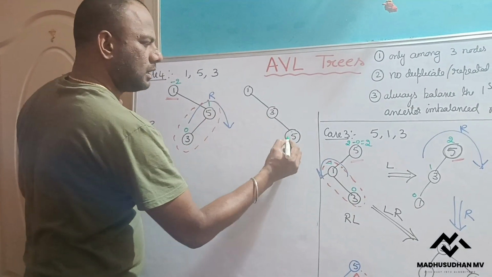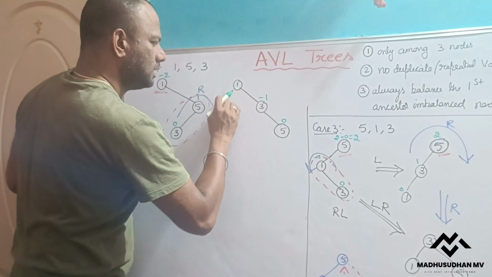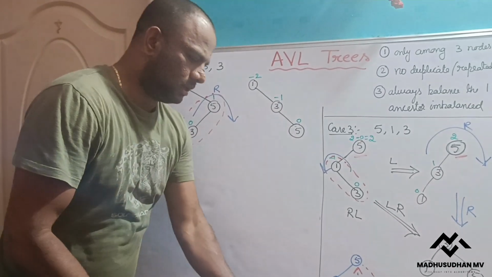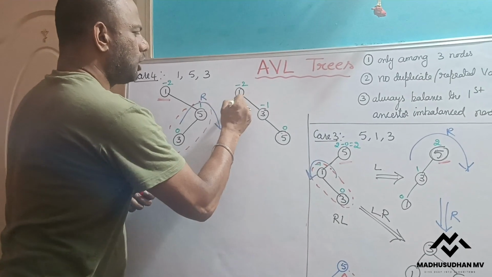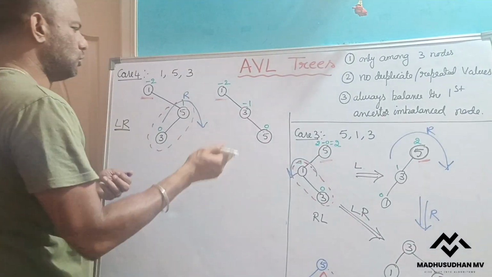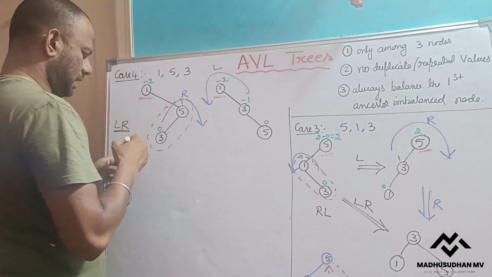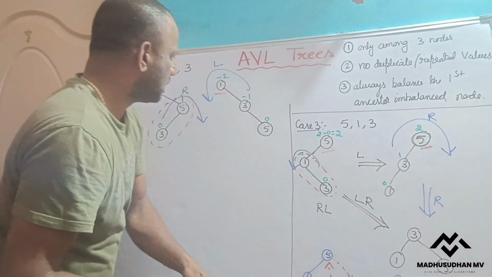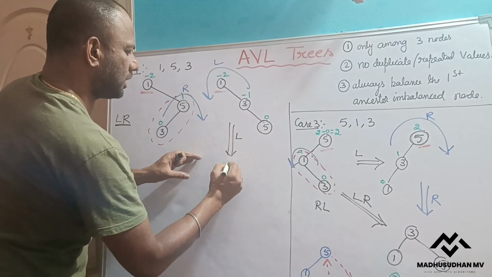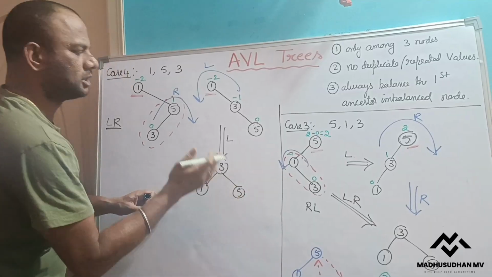Again, check the balance factor. Leaf node 0 minus 0 is 0, 0 minus 1 is minus 1, 0 minus 2 is minus 2. Again, this is my imbalanced node. To make it balanced, there is too much load on the right. So what to do? Move towards its left. First I did right, then I did left. So here I did a left rotation. 3 comes here, 1 comes here, 5 goes here. This is my balanced tree.